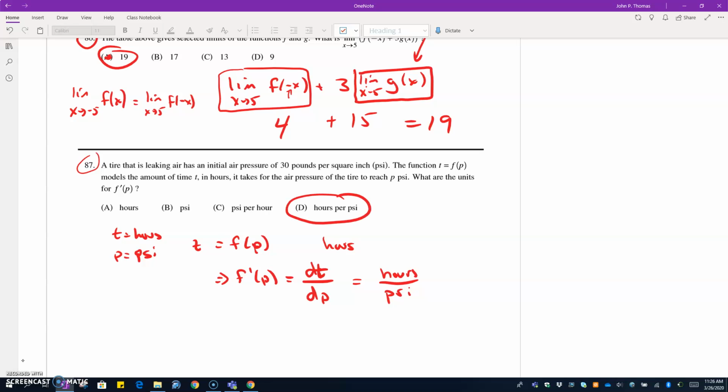And again, it's because we're taking the derivative with respect to the variable that it's written in terms of. So the bottom of the dt over dp is going to be psi, or change in psi. So hours per psi, choice is D.